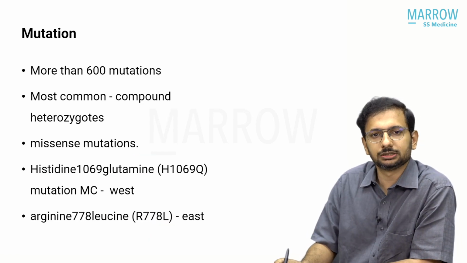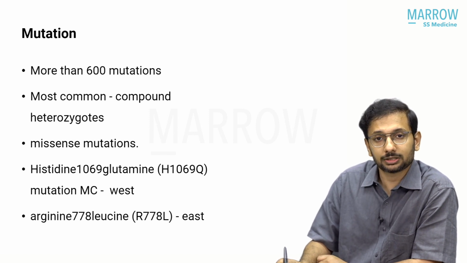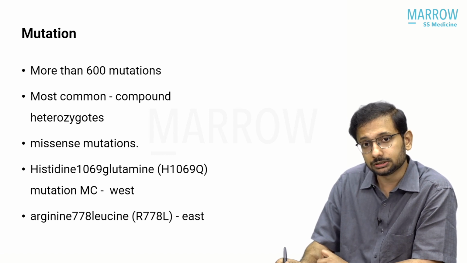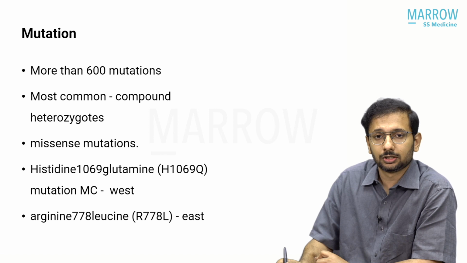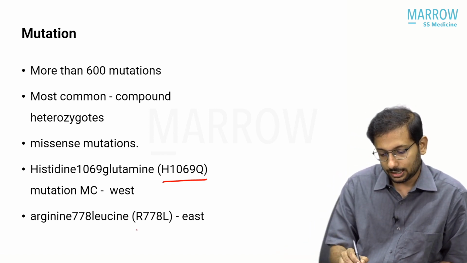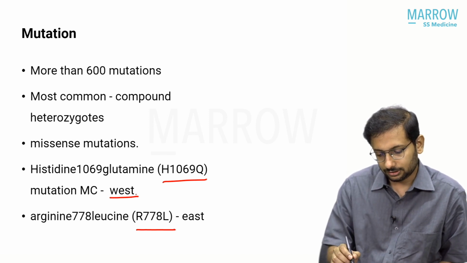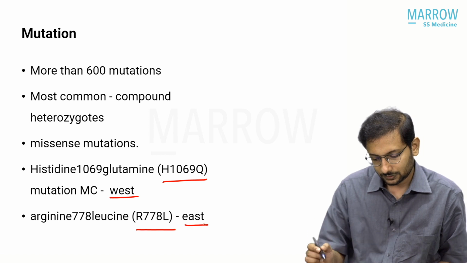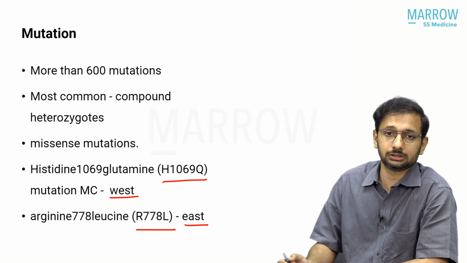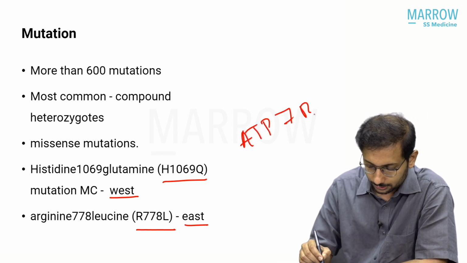When you talk about mutations in Wilson's disease, there are more than 600 mutations. Most common type of mutations are compound heterozygotes, and the most common mutations are missense mutations. 2 major mutations which we need to remember are H1069Q and R778L. H1069Q is in the west, whereas R778L is in the east. These are the most common mutations in Wilson's disease. However, there are so many other mutations coming in, and it's all in the ATP7B gene.